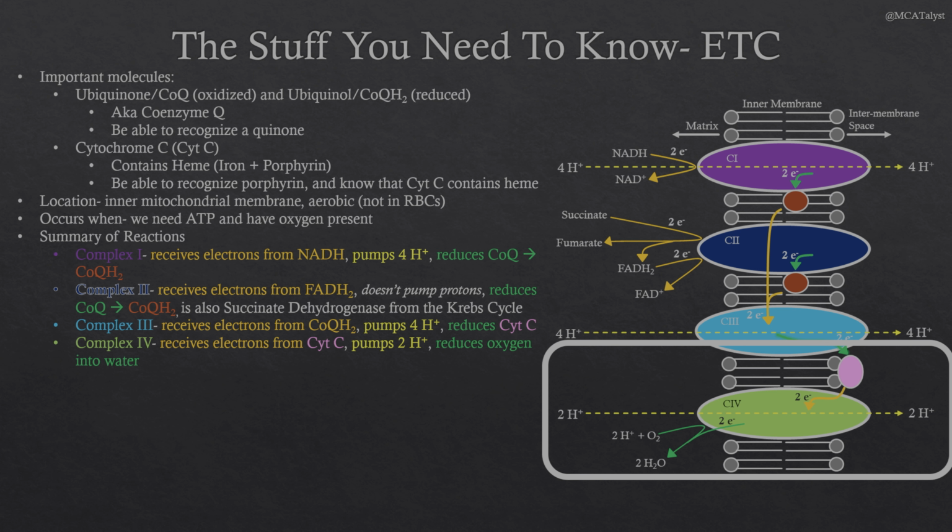So now that complex 4 has done its job, it needs to reset itself, and the way that it does that is by reducing oxygen into water. This is also why we need oxygen for all of these mitochondrial processes. And that's also why oxygen is known as the final electron acceptor.